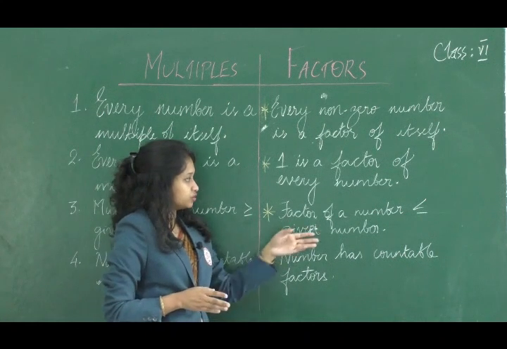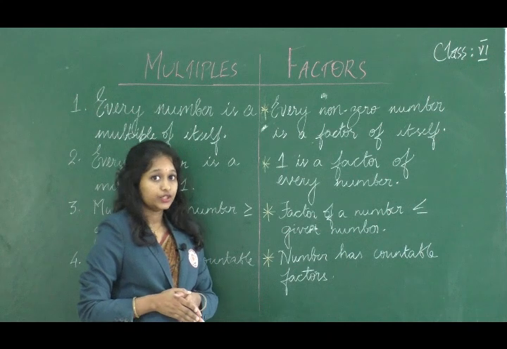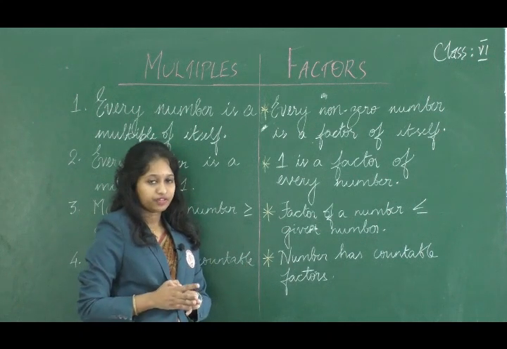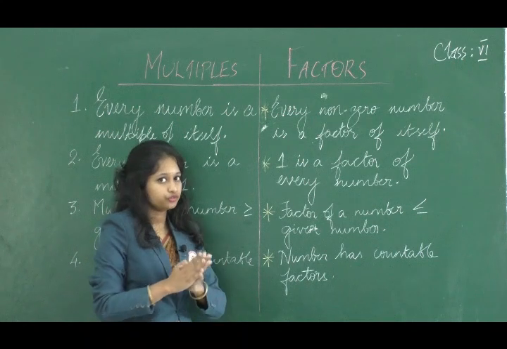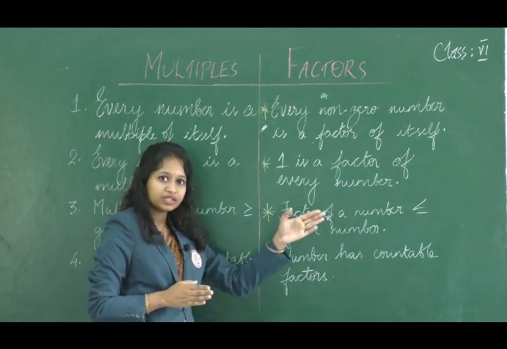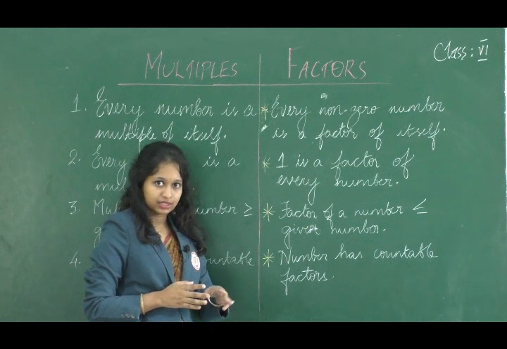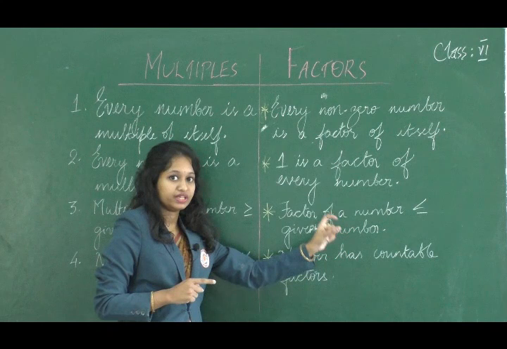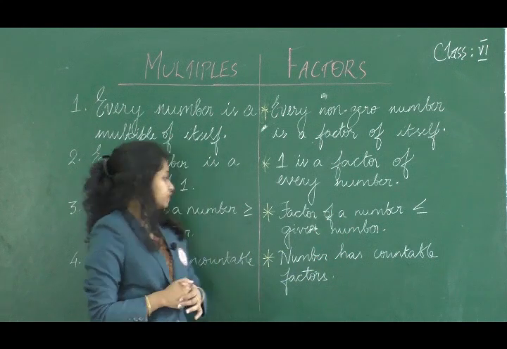And factors of a number are less than or equal to the given number. In the case of 8, factors of 8 were 1, 2, 4 and 8. So all the numbers are less than 8, and 8 also. So less than or equal to, we are including 8 also.